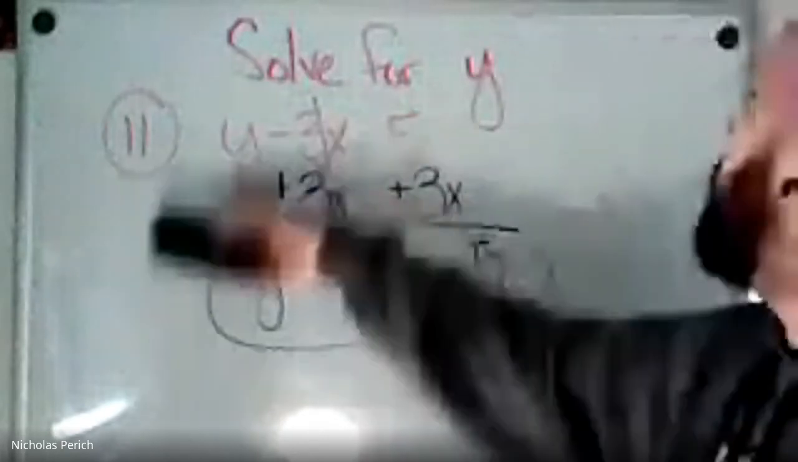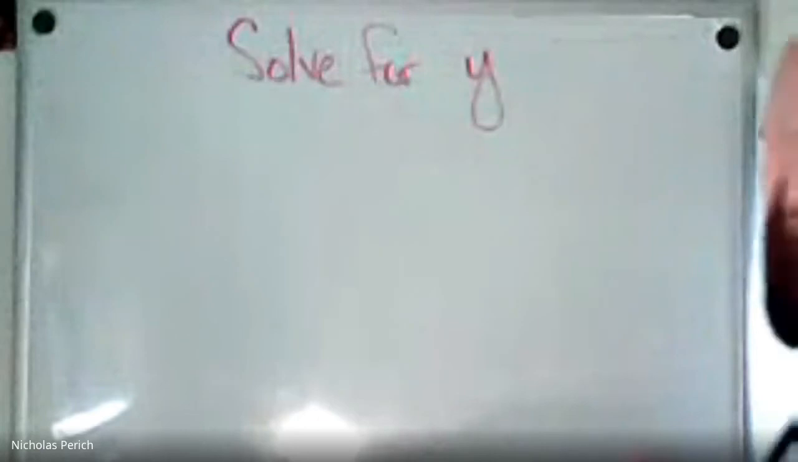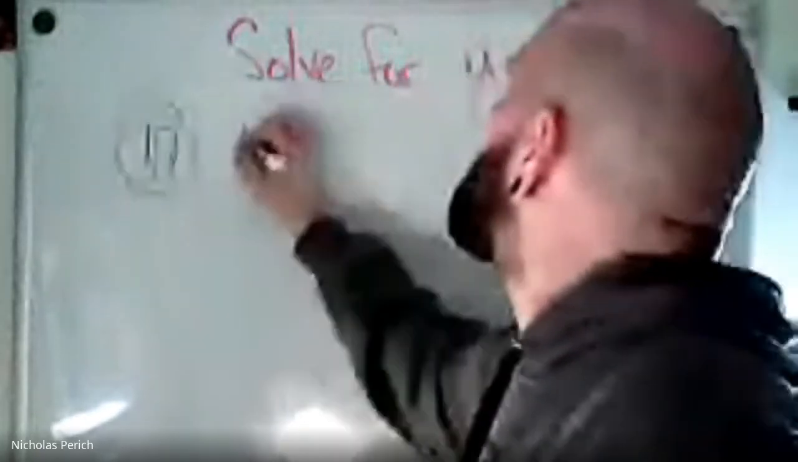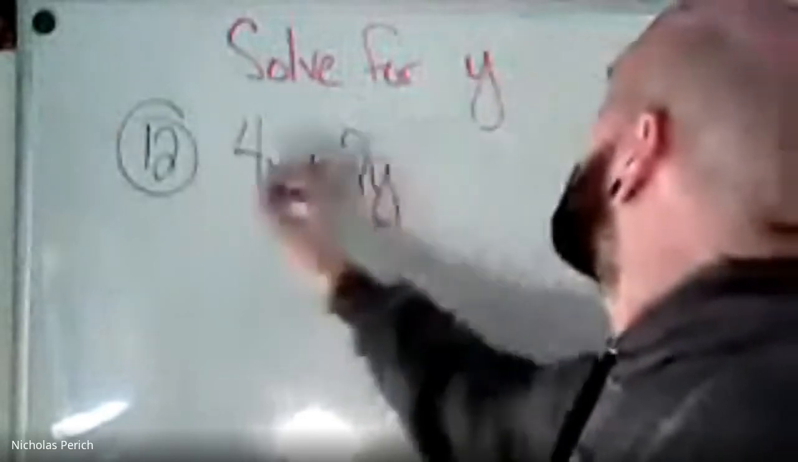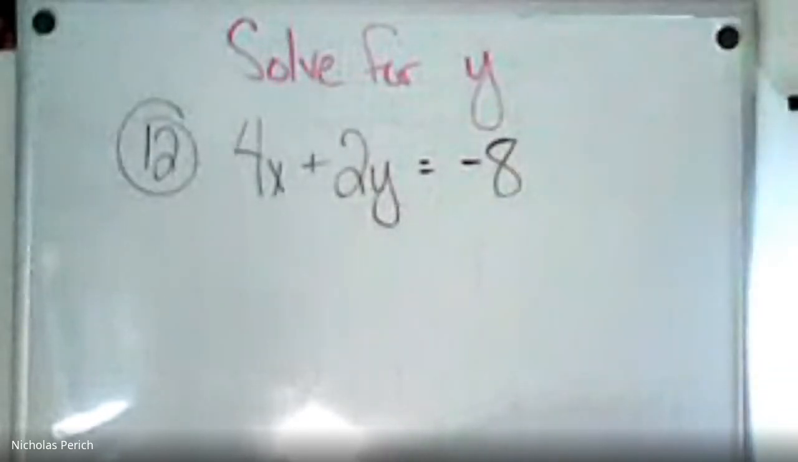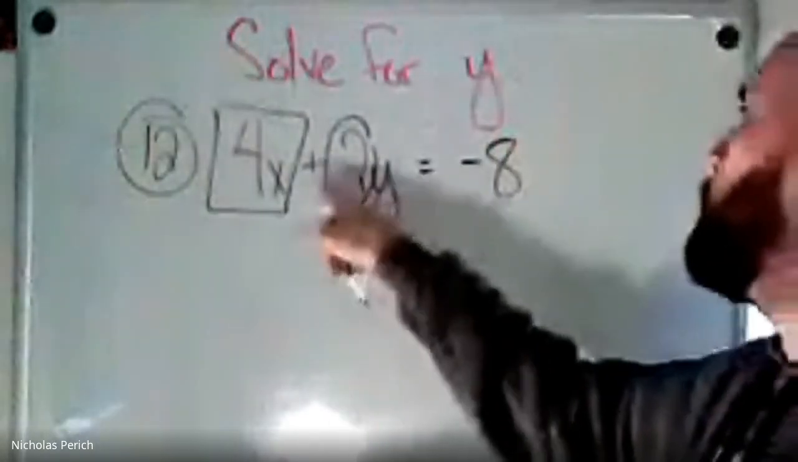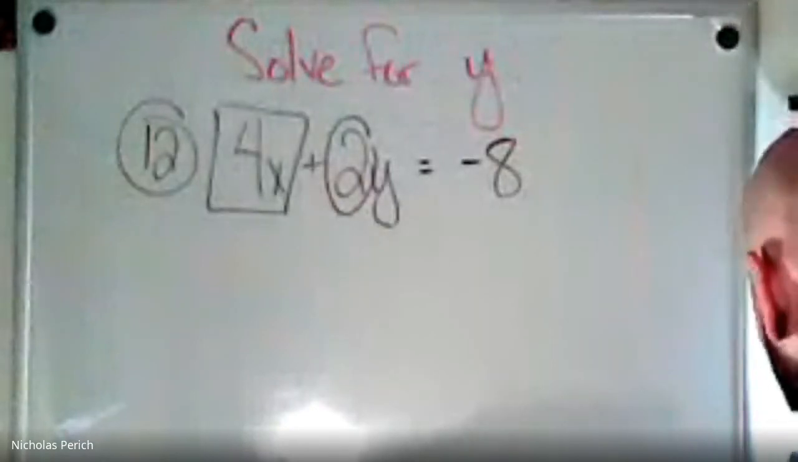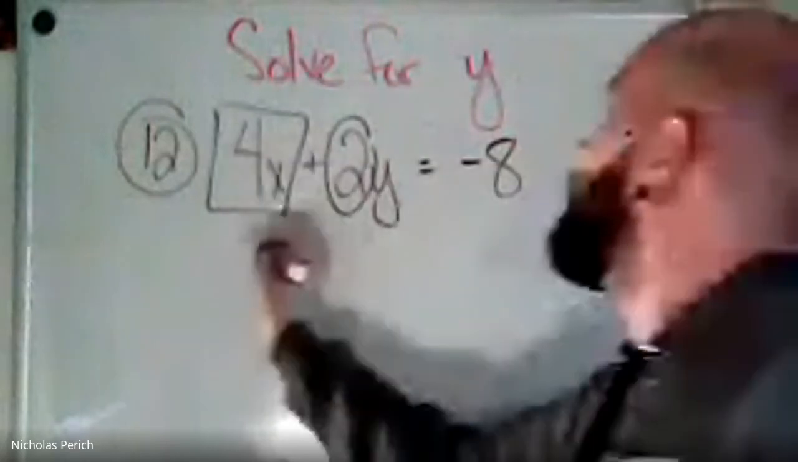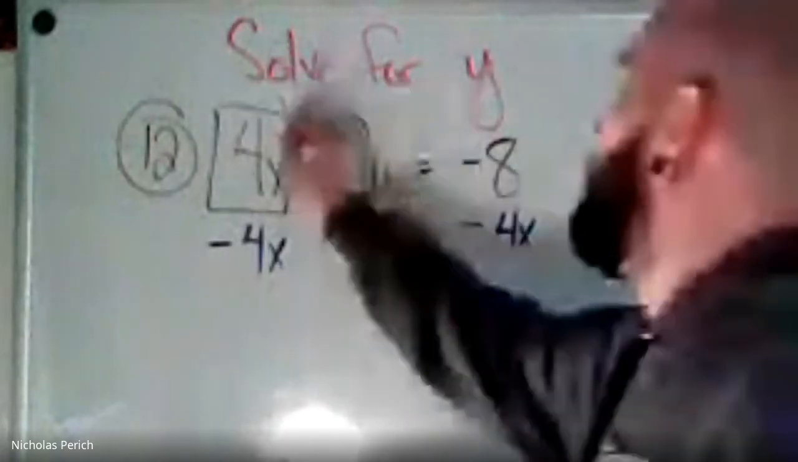Let's do a second bonus problem. We're going to do another one, and we're going to make it worse. Is y all by itself? No, not even close. I have a 2 attached to it, and I have a 4x floating around. Which one do I get rid of first, the 2 or the 4x? Always get rid of the thing that's floating around. The 4x is floating around. So I'm going to subtract 4x from both sides, and that cancels out these guys.